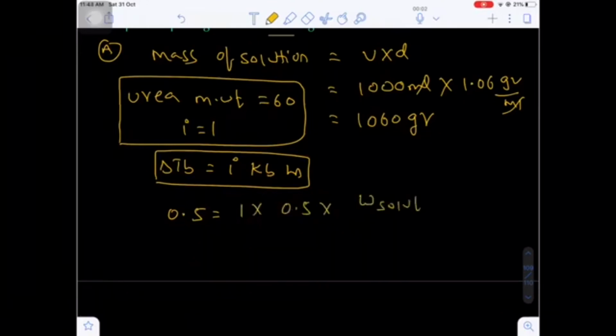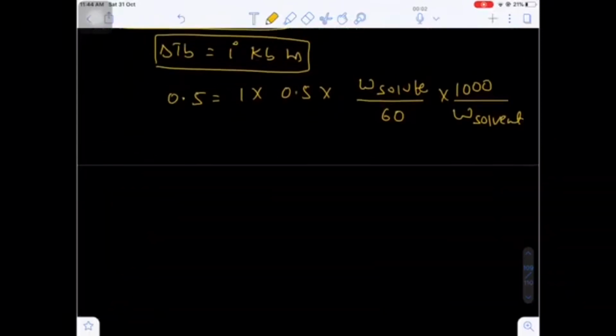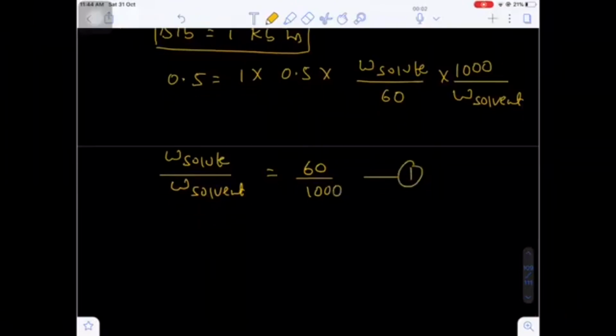Molality is nothing but weight of solute divided by molecular weight of solute, 60, into 1000 whole divided by weight of solvent. Do you know the weight of the solvent? We don't know. We know the mass of the solution, or weight of the solution. We don't know the weight of the solvent. From here we can write the relation: weight of solute divided by weight of solvent will be equal to 60 whole divided by 1000. Yes or no? Let's suppose this is equation number 1.